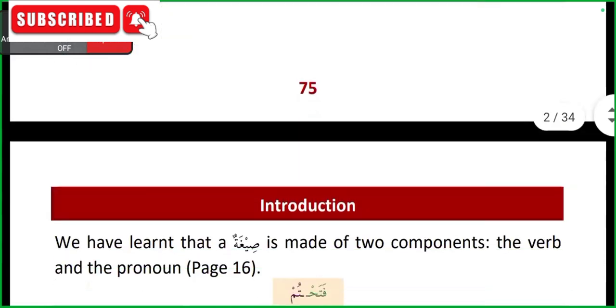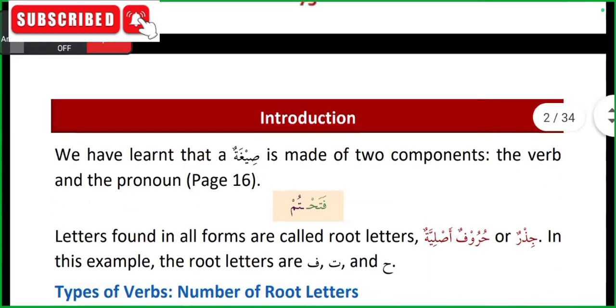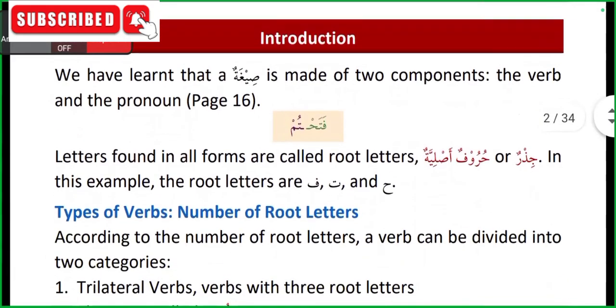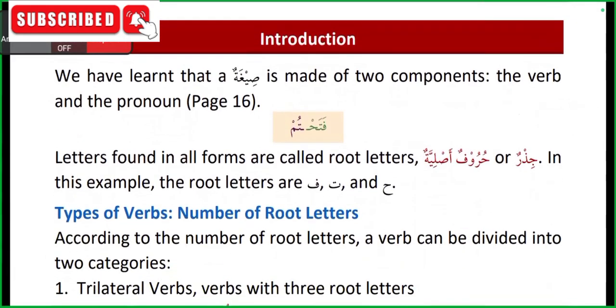So this will start with page 76 of the book, which has the introduction. Bismillah ar-Rahman ar-Rahim. We have learned that a sigha is made of two components, the verb and the pronoun, which is the fa'il. For example, fatahtum. Letters found in all forms are called root letters or huruf asliyah, also called jizr, jim, zal, ra. In this example, the root letters are fa, ta, and ha.